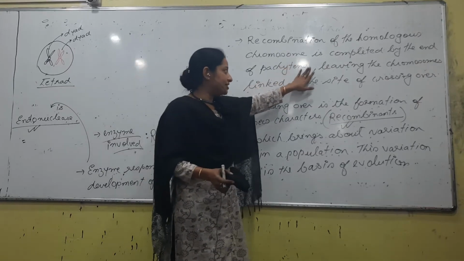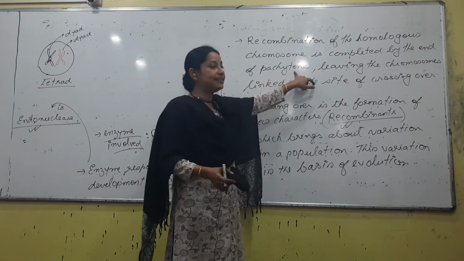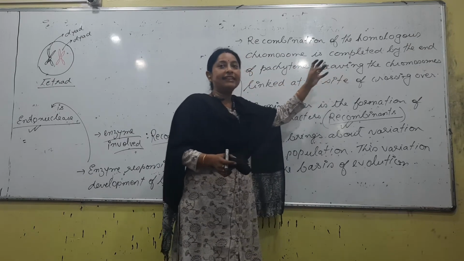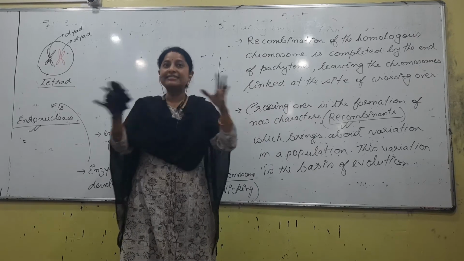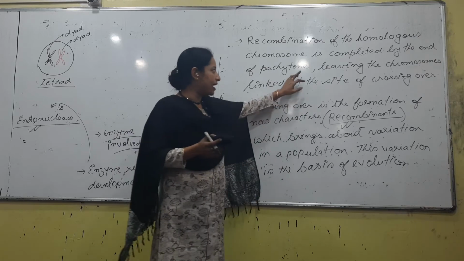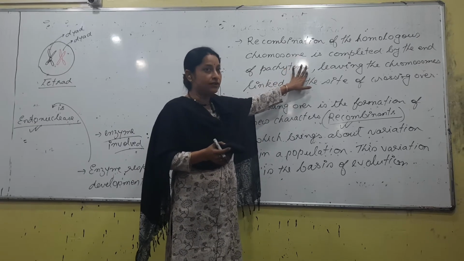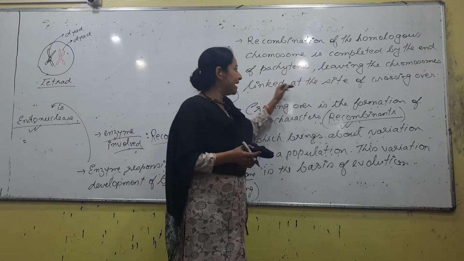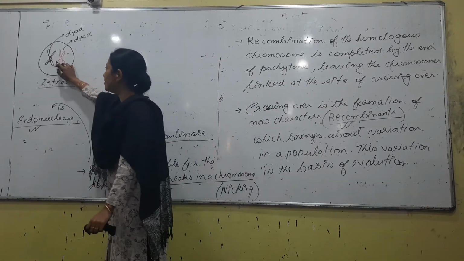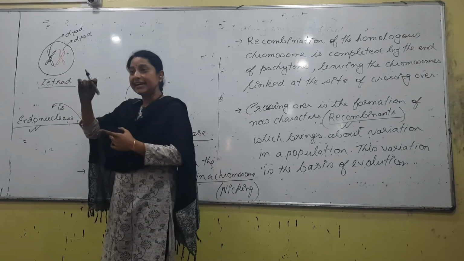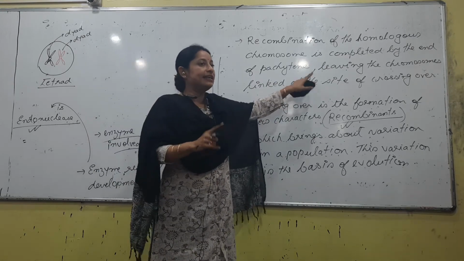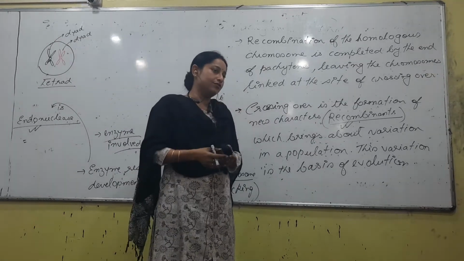So after the exchange is over, what will happen? At that instant itself, will they separate, or will they gradually try to separate? Gradually try to separate. So at that time, once the crossing over is over, what we will see is the two chromosomes being attached at the site of crossing over, right? So this is the meaning of this line. They will remain linked up at the site of crossing over.